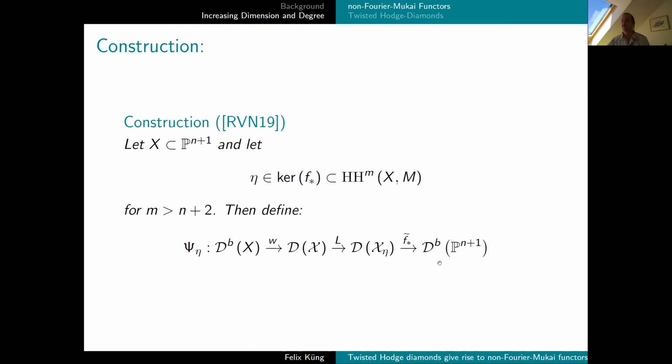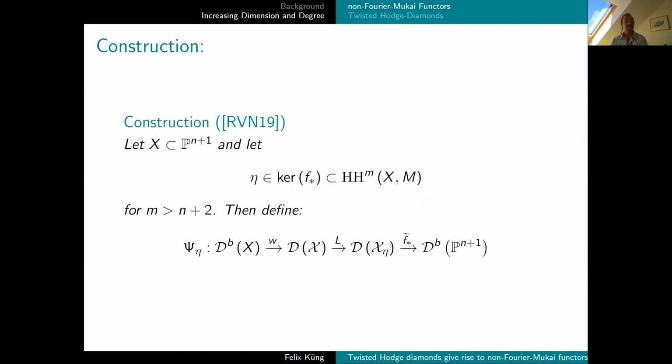And what you need for that, if you chase through the numbers, is to pick your eta in the kernel of the push forward in H^{n+3}. And so that means as soon as we can control this kernel in degree n+3, we should get a huge amount of non-Fourier-Mukai functors, or more precisely, we should get for everything in here a non-Fourier-Mukai functor. And that's what I did.